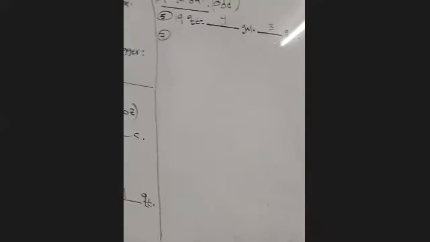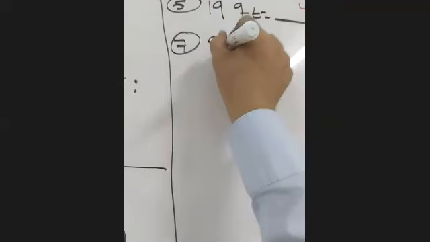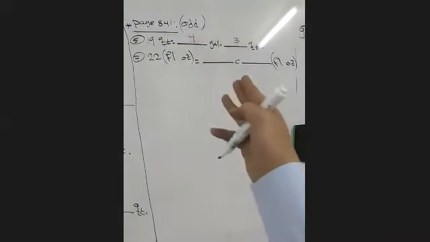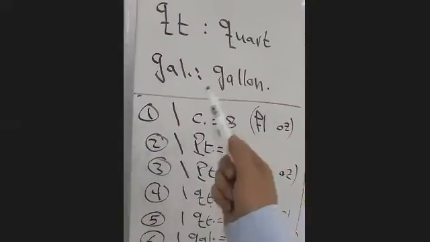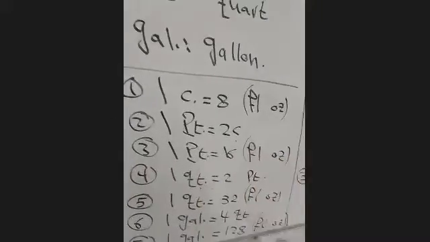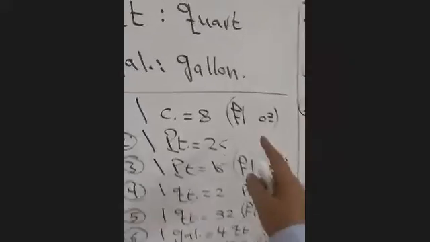22 fluid ounce equals blank cup and blank fluid ounce. We want to turn fluid ounce to cup. How do we turn fluid ounce to cups? The first formula. We divide. Divide by what, my son? Divided by 8. So 22 divided by 8.